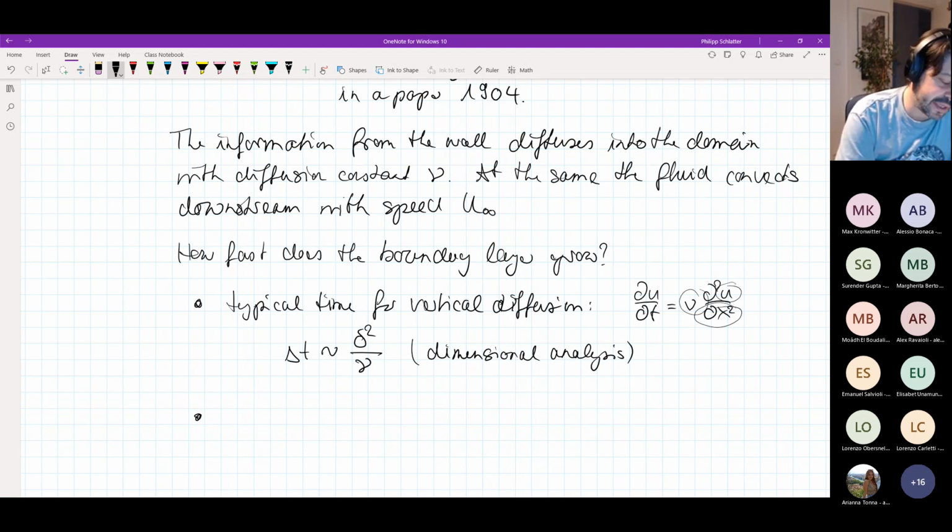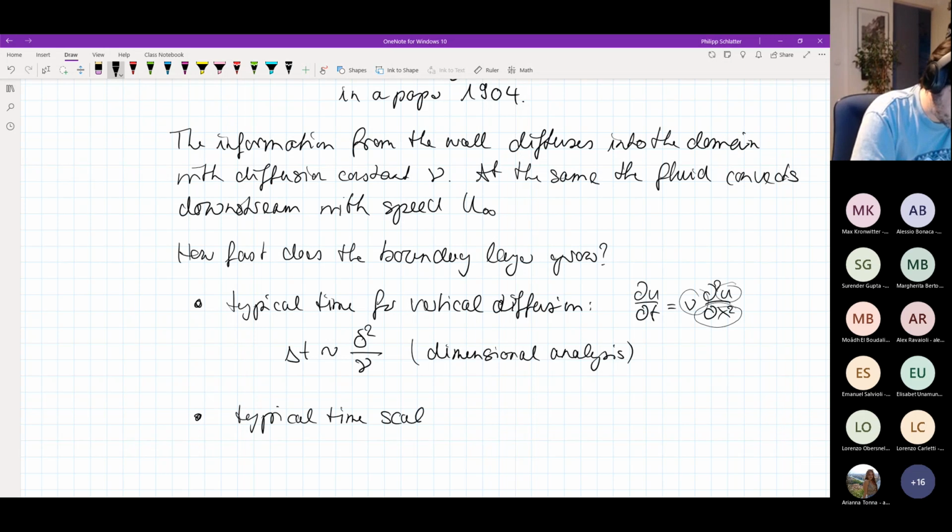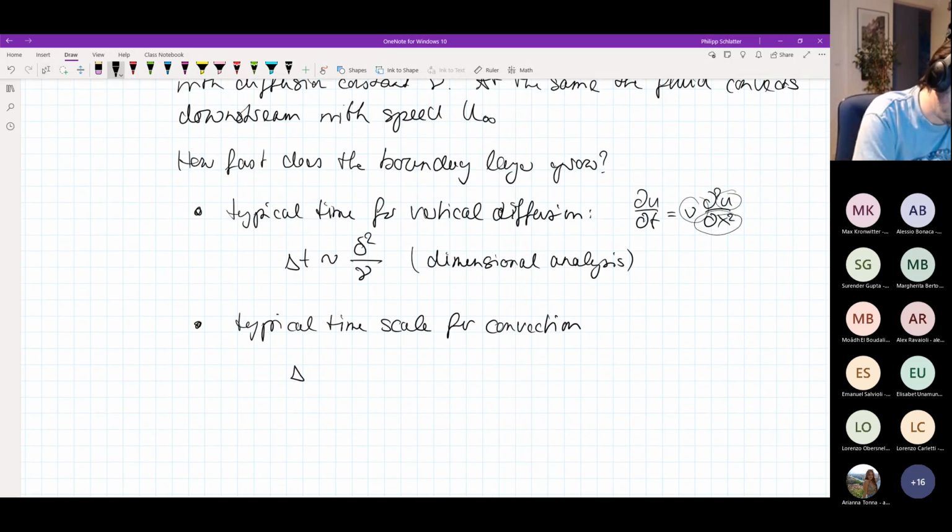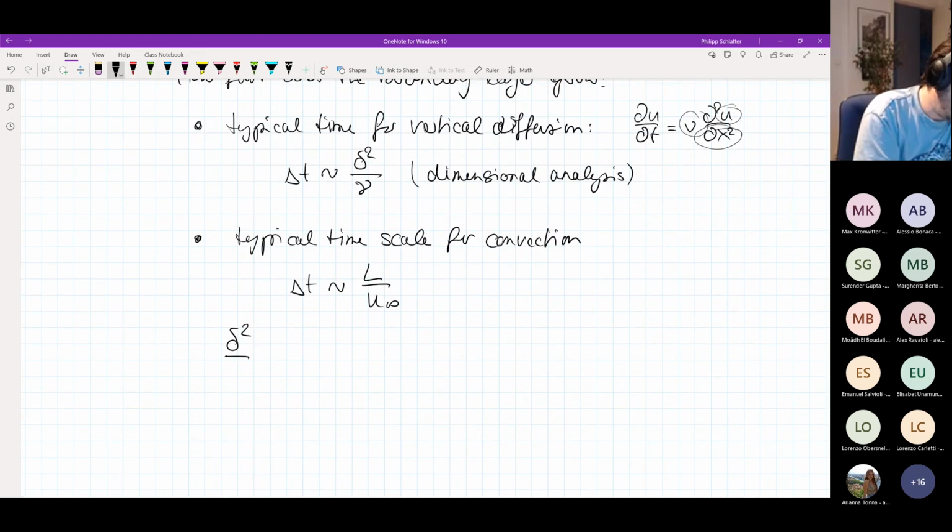At the same time, if we now have a time scale for the vertical diffusion, we can also build a typical time scale for the convection. This is actually a bit simpler because there we just know, okay, the time scale essentially is proportional to a length divided by the velocity, L divided by U infinity. This would be a time scale related to convection. Now, to come to our conclusion, we can say that these two time scales need to be the same in order to find out how the boundary layer growth would look like. So that means we can essentially set this delta squared divided by nu should be more or less of the same order as L divided by U infinity.